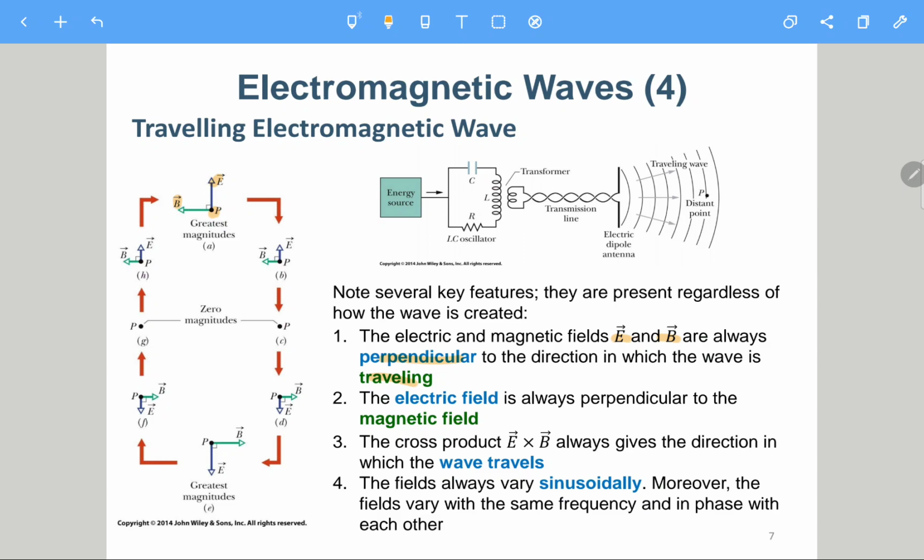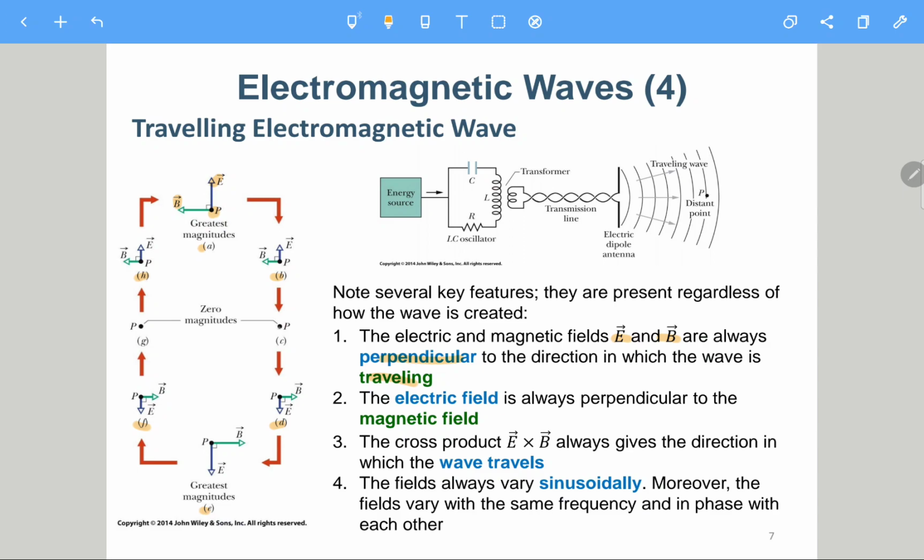So the propagation direction is actually perpendicular to the paper, or to the screen. And the E field and B field are on the plane of the screen. So you can see even for A, B, all the E and B are on the plane, for all these 8 situations.